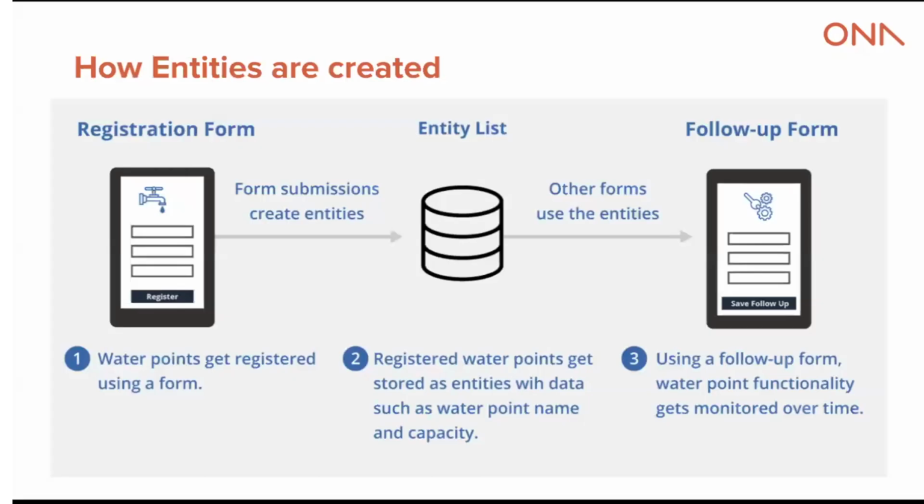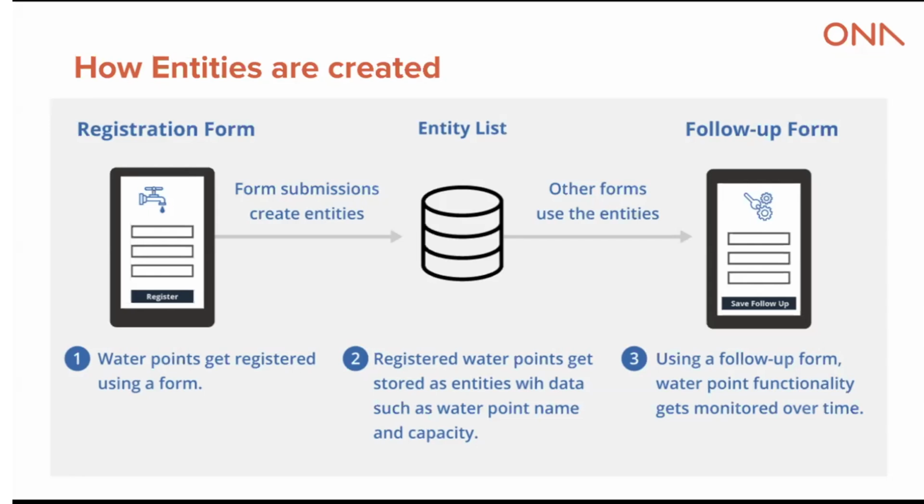So how entities work and how they are created. You have a registration form, which is the first point from where entities are created. And once a form receives submissions, that is when the entities are created. In our pictorial example here, the water points get registered using a form. It could be a project that is monitoring water points in a village. So the points get registered via a form. When it receives submissions, when we are registering this water point, that's when the entities are created. And when they are created, they create this entity list, which now stores this data, which would include the water point name and the capacity of this water point.